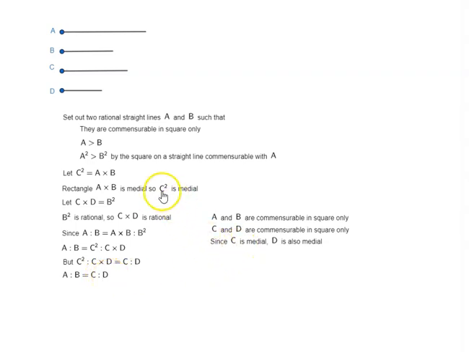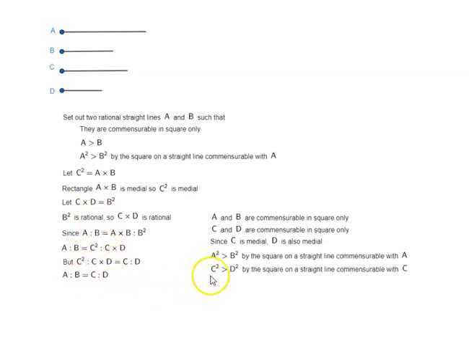Now why is C medial? Because the square on C is medial, which means the side of the square is medial. Here, if you notice, A square is greater than B square. The square on A is greater than the square on B by the square on a straight line commensurable with A. Again, that is part of setting up these rational lines, so we can say it is given. And since that is given, and because of this proportionality, we can say C square is greater than D square by the square on a straight line commensurable with C.